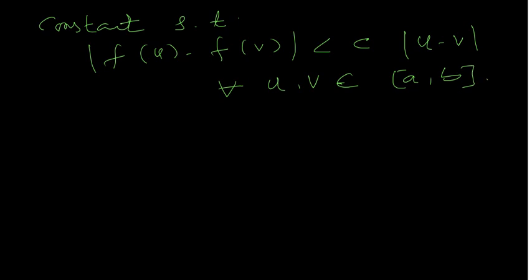Now we show that f is of bounded variation. For this we have to choose any partition that we want. Then we will find the variation, and then we will take the supremum. That supremum should be finite. So let's take any partition.